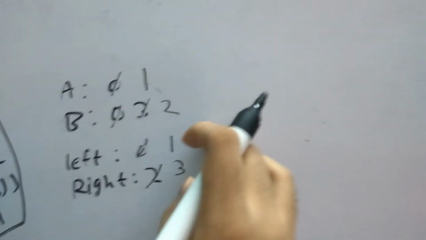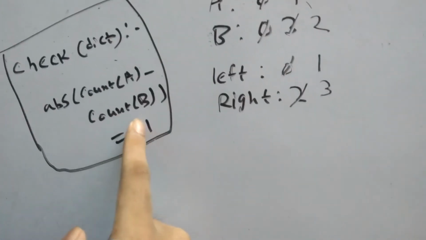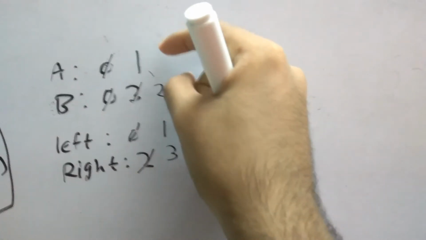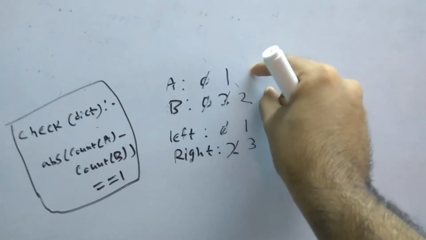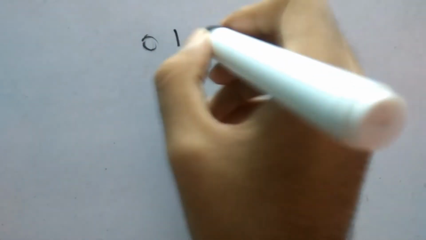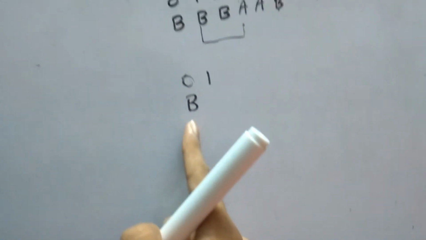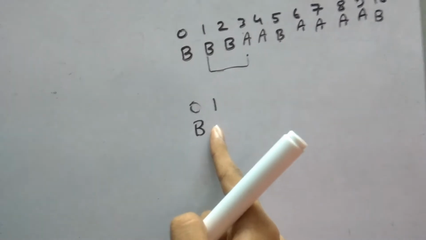So 1 A. Now again this dictionary is passed to this function. After checking the absolute difference of count of A minus count of B, is it 1? Indeed it is 1. We can see 2 minus 1. So it is possible to fuse them. So what will happen after fusing? Let's see. Now again I will write down the indexes 0, 1. So B over here remains as it is. Now at this index, after fusing, what element should come?